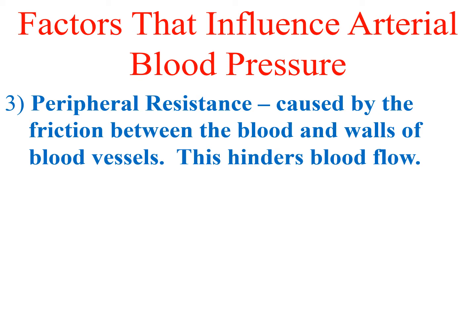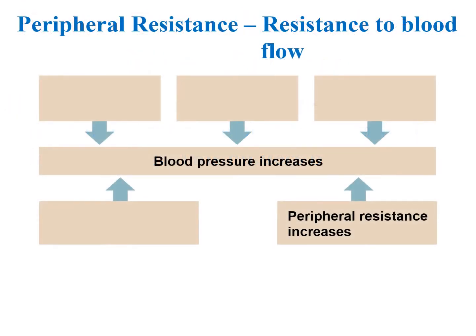So what would happen to peripheral resistance if, let's say, we contracted the smooth muscle in the tunica media of that artery? Well, the lumen would get smaller, wouldn't it? And if the lumen gets smaller, that would cause the peripheral resistance to go up. And if the PR goes up, that's going to cause a rise in blood pressure.